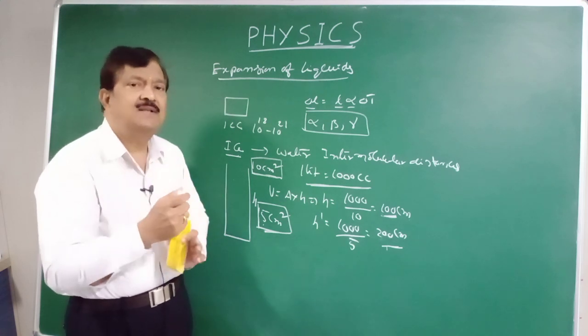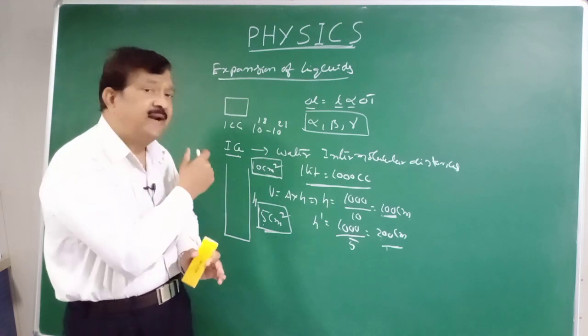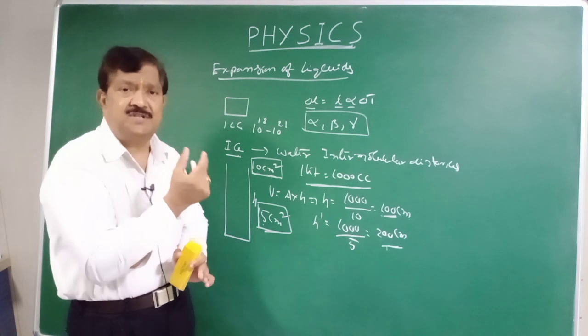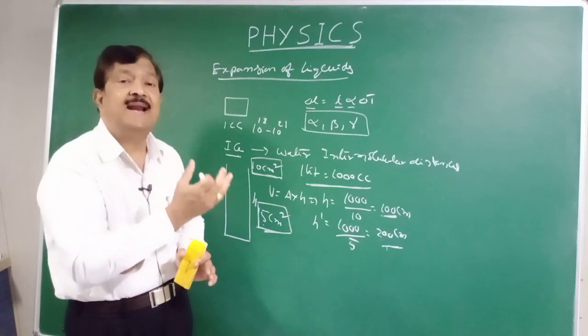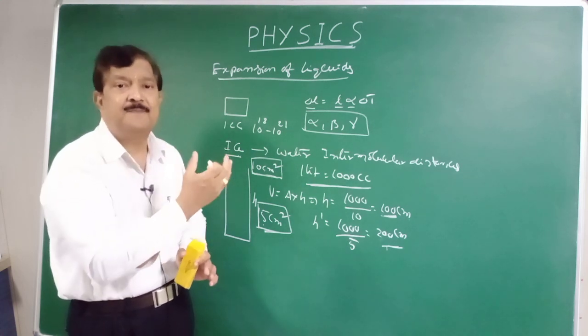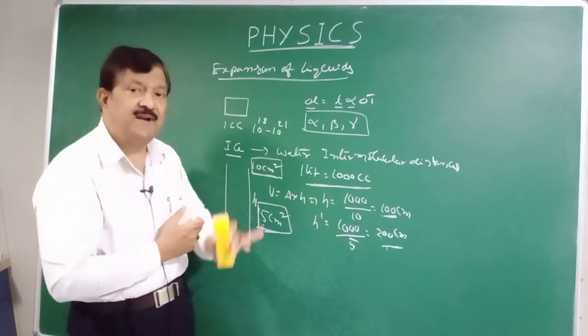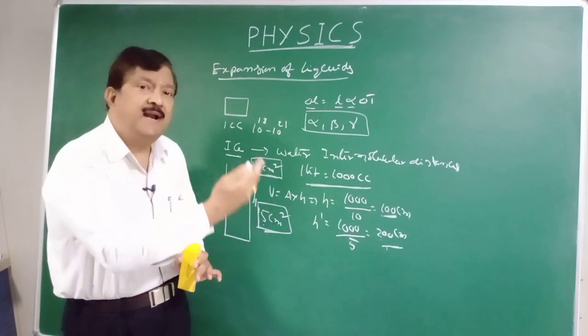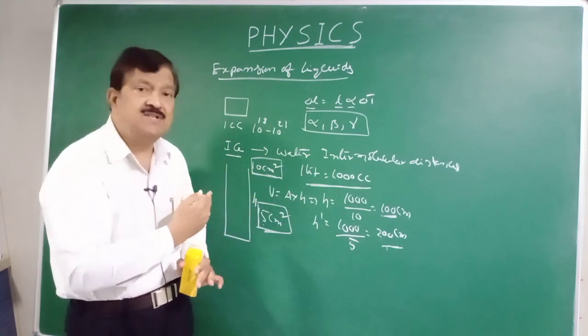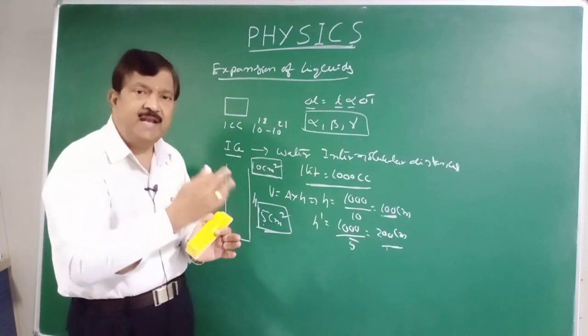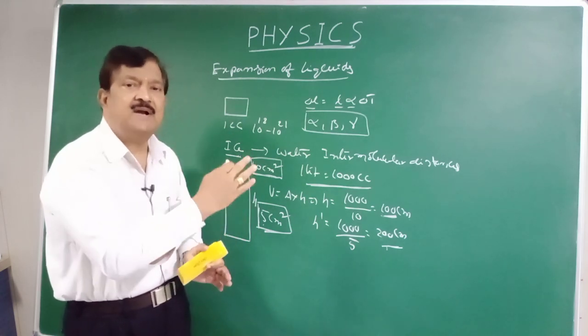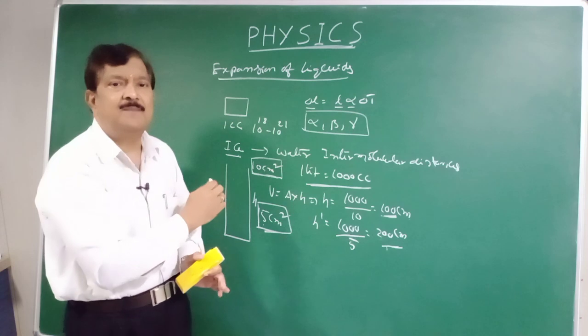So first of all, solids are characterized by very small intermolecular distances, because of which they have a specific shape. Whereas in case of liquids, because of moderately increased intermolecular distances, they don't have any specific shape, and the shape of the container is the shape of the liquid column.